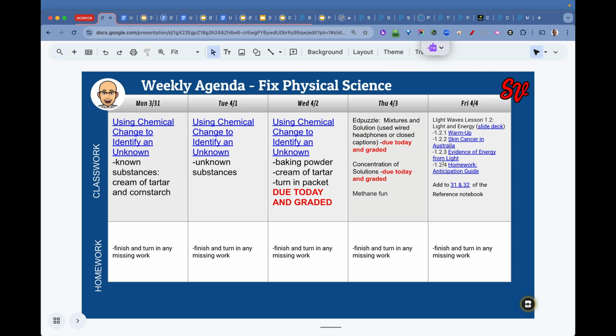And then Friday we started Lightwave's unit with lesson 1.2, and they added pages 31 and 32 to the reference notebooks. That's what we did this week.